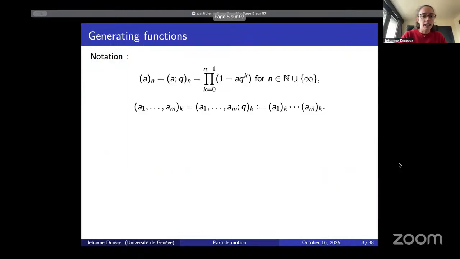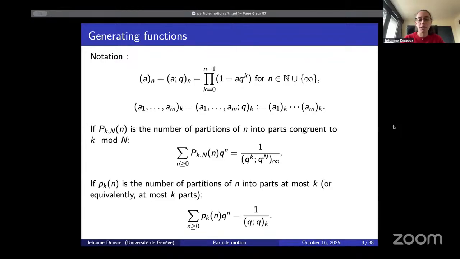Okay, so we will be here interested in generating functions of partitions, so we will need this notation, the q-Pochhammer symbols they are called. So (a;q) sub n is a product for k equals 0 to n minus 1 of 1 minus a q to the k. And n here can be either an integer or infinity. And we will have a lot of big products, so there is a shorter notation here. We can write (a1, a2, etc., am; q), that will be the product of the q-Pochhammer symbols (a1;q) sub n, etc., up to (am;q) sub n.